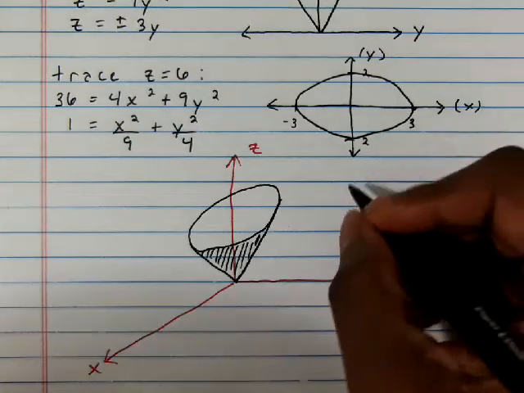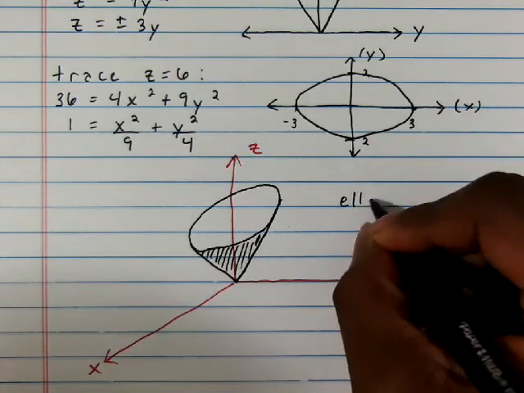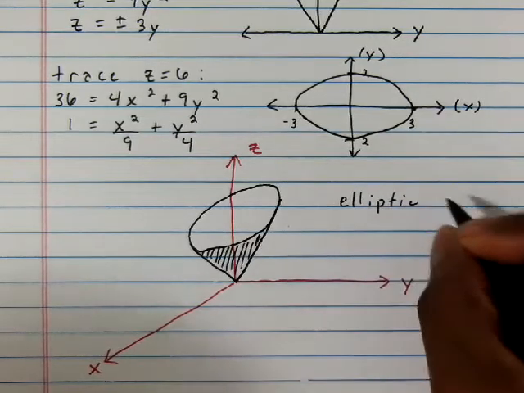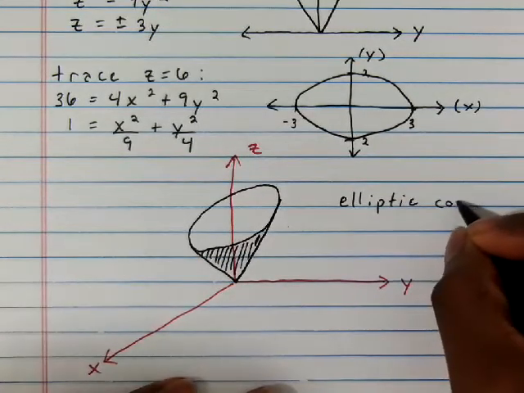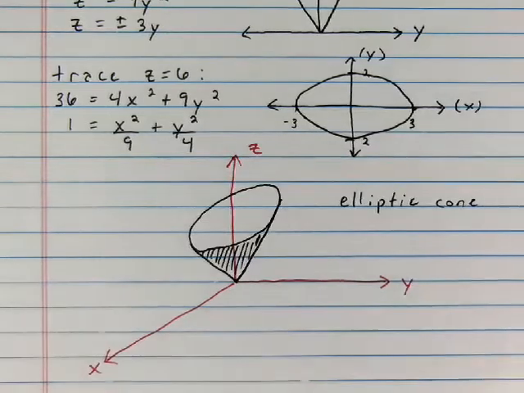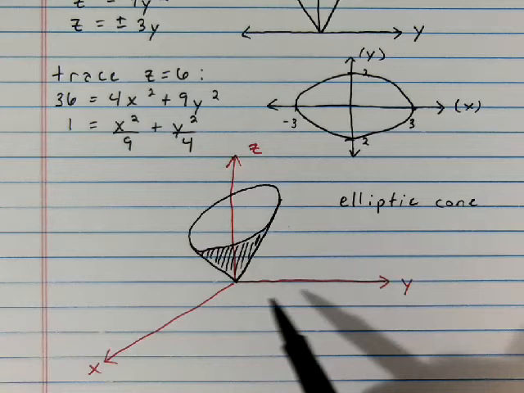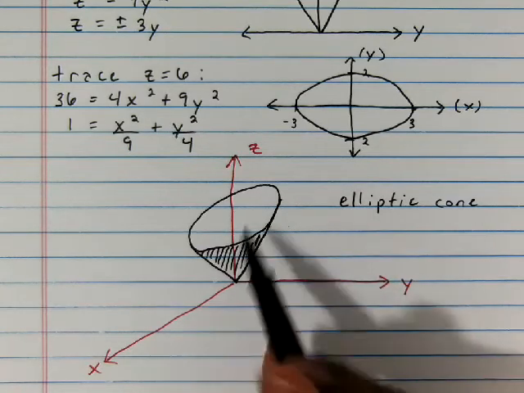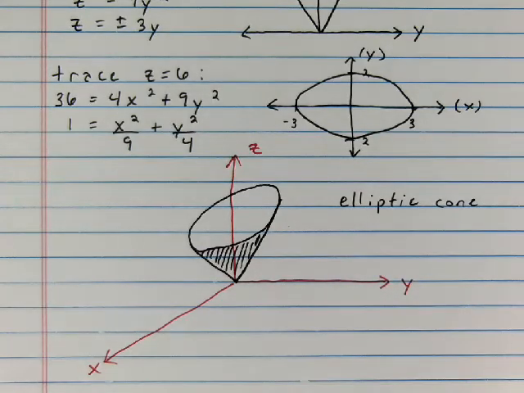And what is this called? This is called an elliptic cone. All right, and you might want to say elliptic cone that opens up, or opens right, or opens left. This one opens up in particular. All right, so next.